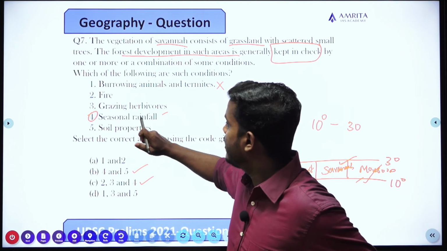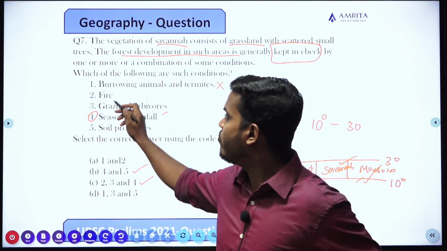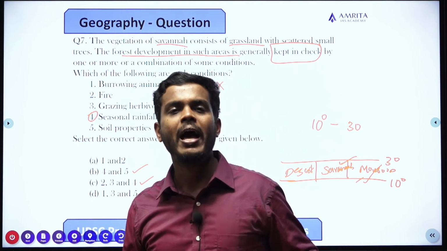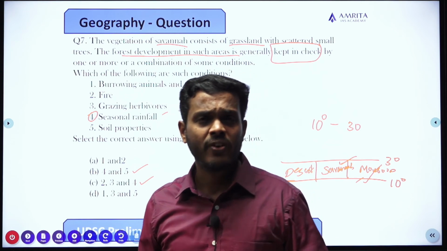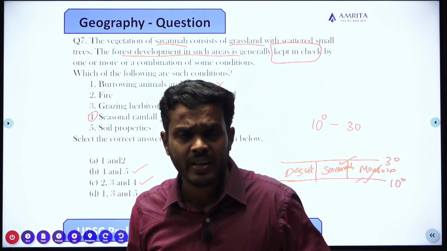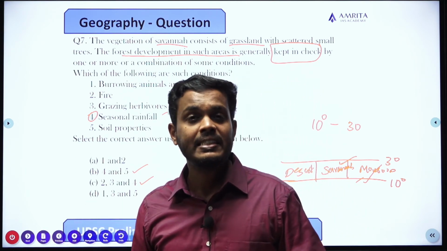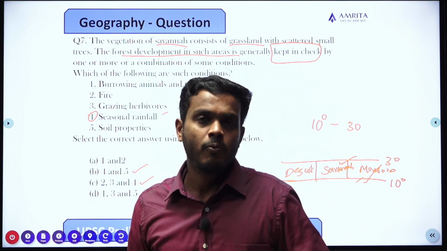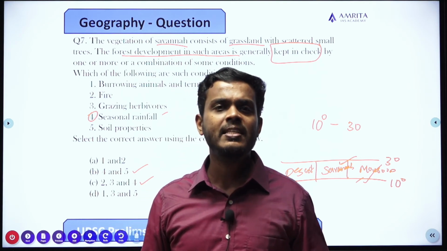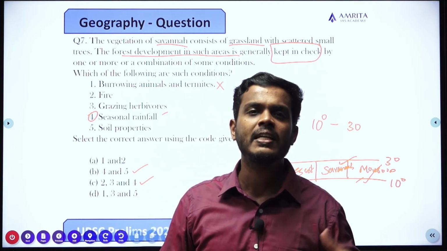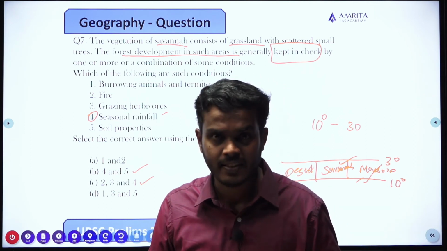If it is difficult to understand, we will go to the second statement. Fire, forest fire. Now what happens when forest fire is there? Frequently occurring forest fires in these regions check the growth of vegetation, or the forest fire will extend the period of succession, or it will result in secondary succession. So we know the idea of secondary succession, right?